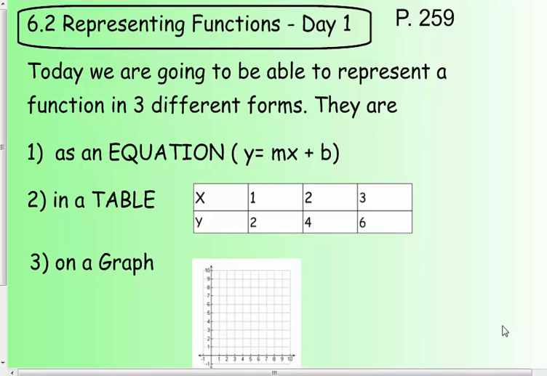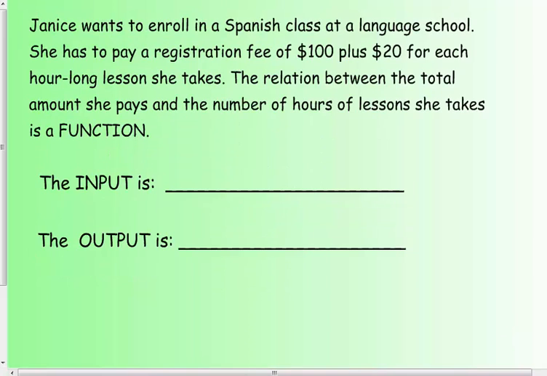You've already done this. Linear functions. Y equals mx plus b. So a linear equation is a type of function. You've already seen this. We've seen an equation in slope-intercept form. You've seen an equation in a table, and you've seen equations graphed. So this will be a little review.